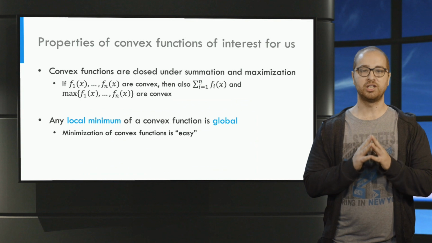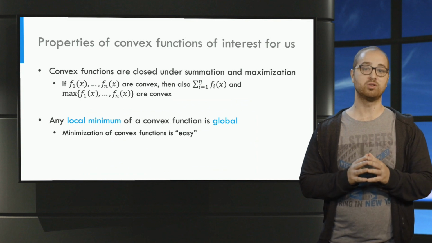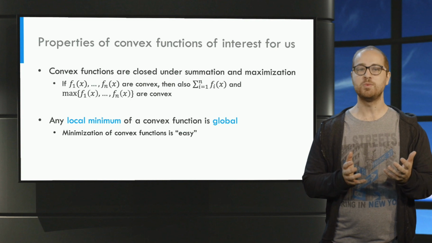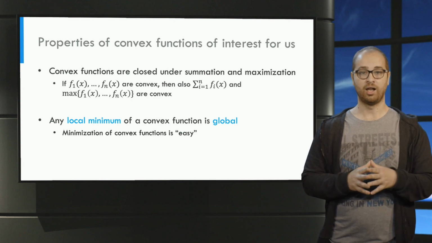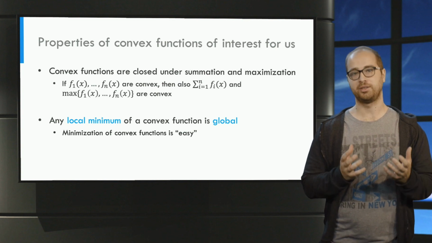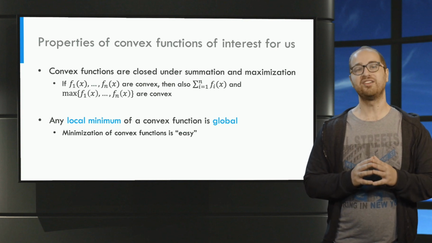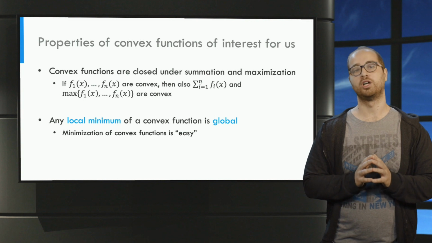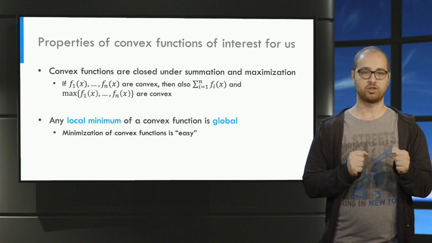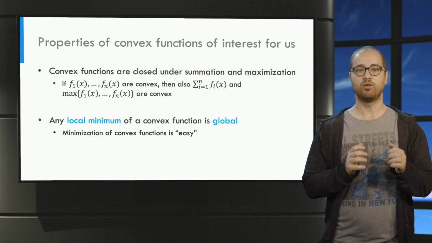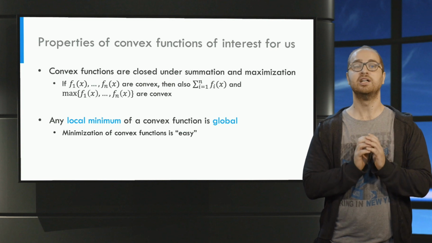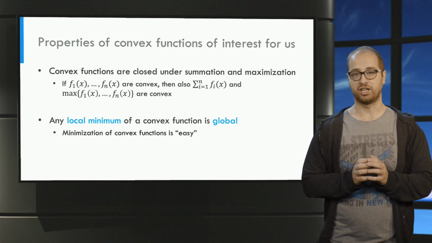Convex functions are particularly important in optimization because they are particularly nice to optimize. In fact, any local minimum of a convex function is global. Furthermore, convex functions are closed under summation and maximization, which makes them particularly nice functions to deal with. As any local minimum of a convex function is global, it means that convex functions can be minimized by first-order optimization algorithms such as gradient descent.